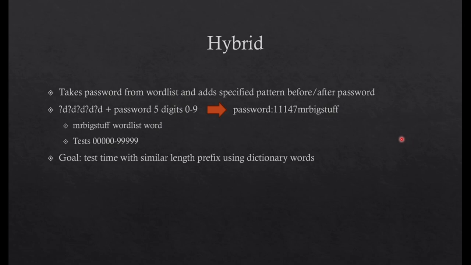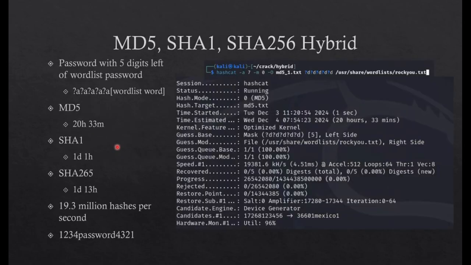So yeah, very similar. We have our character set of just digits. It'll go 00000000001 and keep flipping through until it's all nines, and it'll combine that with a password. And yeah, again, I tested it with MD5, SHA-1, and SHA-256 for the hybrid attack. And these were a lot longer than I thought they'd be.